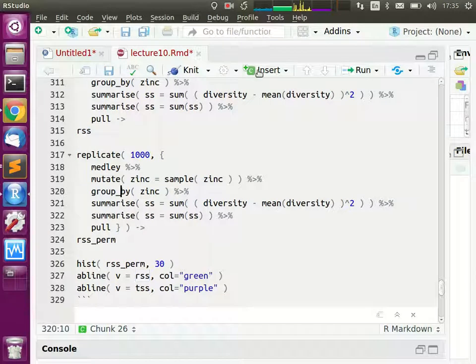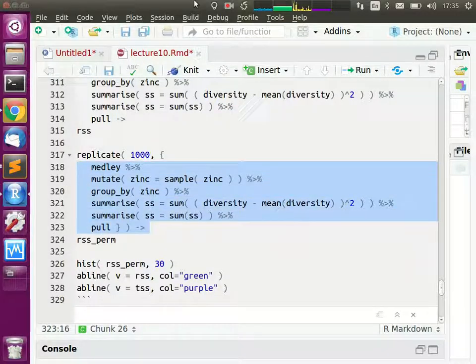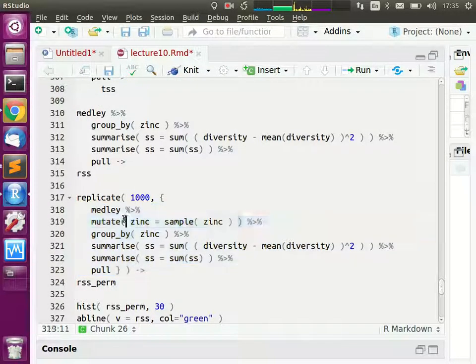And now what I do is that I redo this calculation of the residual sum of squares. Here, this is the same code as up here, except for one extra line, that one here. You see, I have put here a sample zinc, so I just shuffle the zinc column, and if I shuffle the zinc column, I destroy the association between the zinc measurement and the values. And if I destroy this, then the reduction in sum of squares will now only be due to chance.